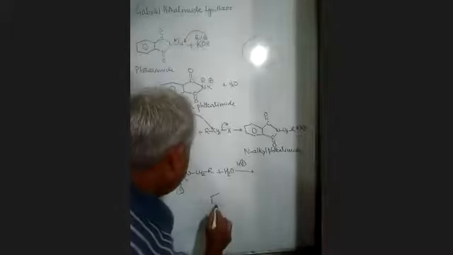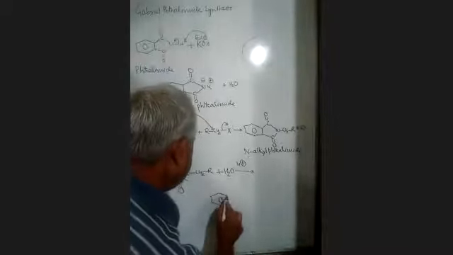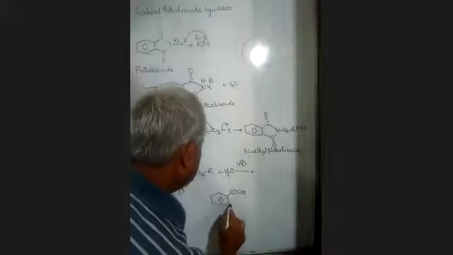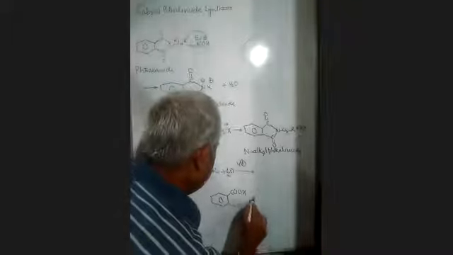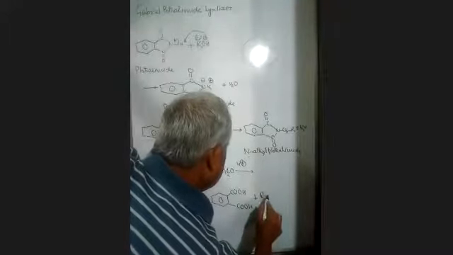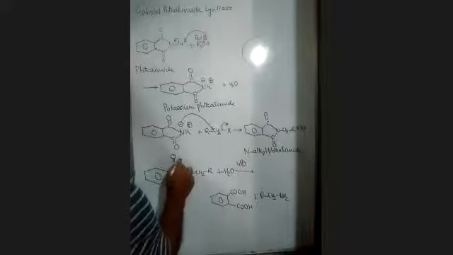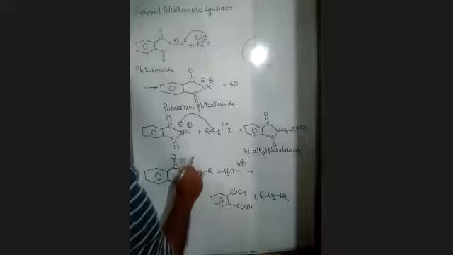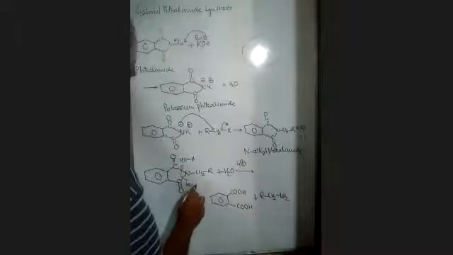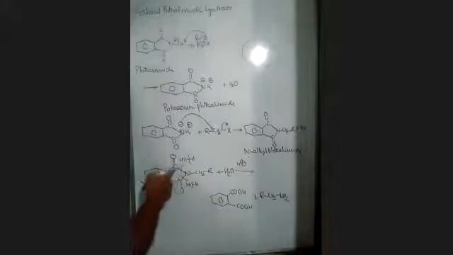What will you get now? You will get here phthalic acid. And here you will get RCH2NH2. See, I'll write like this. H will come here, OH will come here, H will go. You will get this RCH2NH2. So you can prepare primary amines. After that, we'll write a few steps.